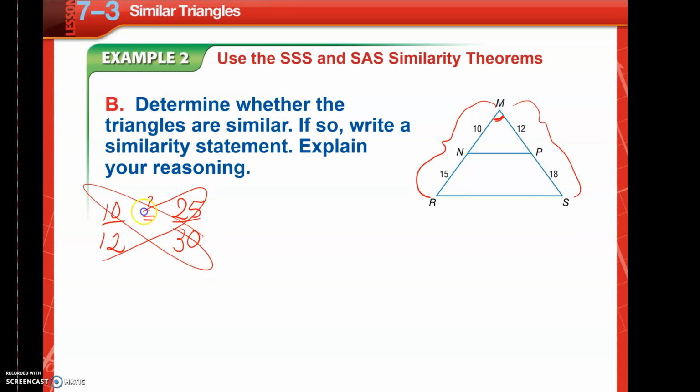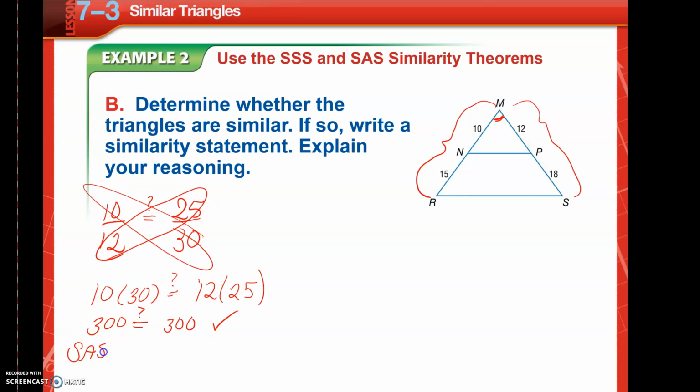And then again, you're going to cross multiply to check. So it is 10 times 30. This is our question that we're checking. Does that equal 12 times 25? So 300. Does that equal 300? It does. So they are similar by side, angle, side. And our similarity statement would be, one of them could be MNP is similar to MRS. So that gives you some ideas on proving they're similar.